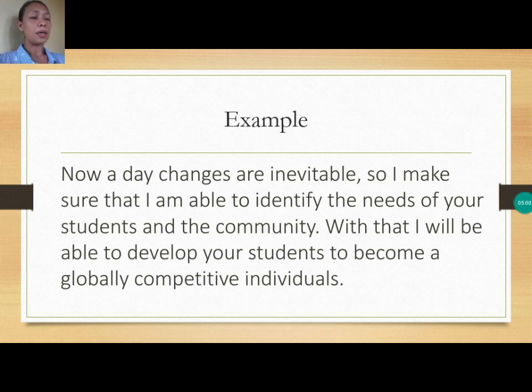So those are the 8 characteristics of the 21st century assessment.